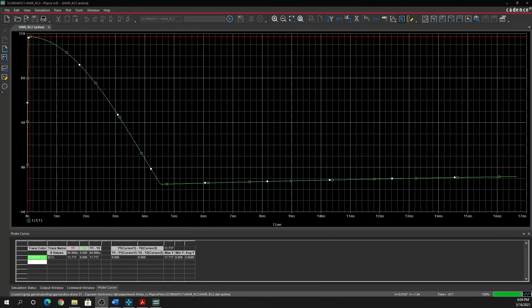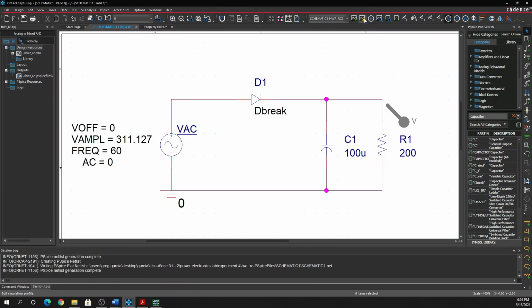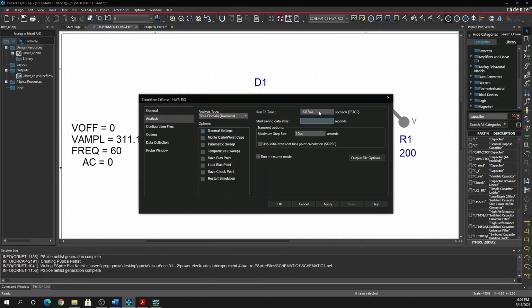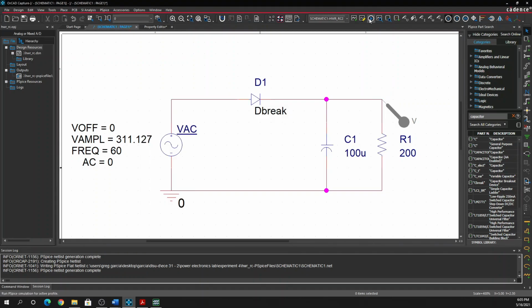However, in this type of circuit, the capacitor is initially uncharged in the first period. That's why we will later see that the first period values that we got are significantly higher than the steady state values. To get the steady state values, let's go to the schematic, edit simulation profile, and set our run time to 50 milliseconds. With 50 milliseconds, we will be able to show 3 periods. Click apply, OK, and run Pspice.